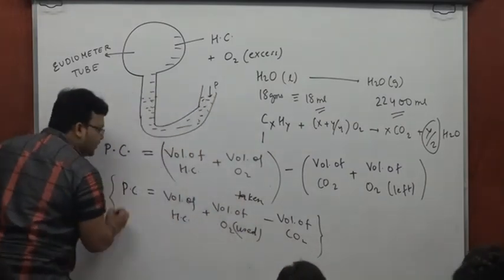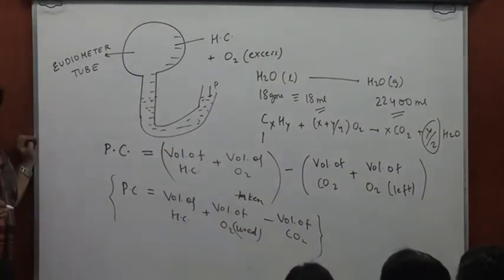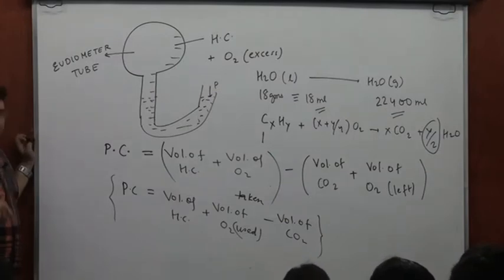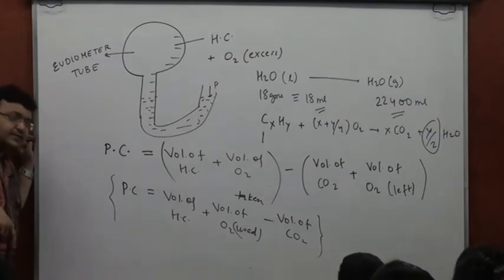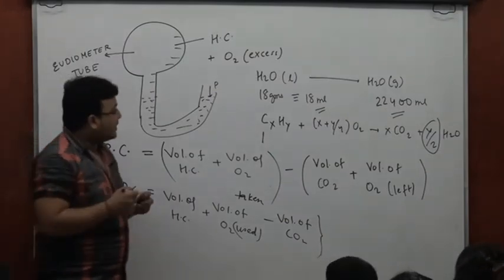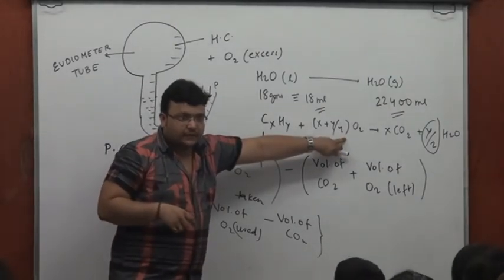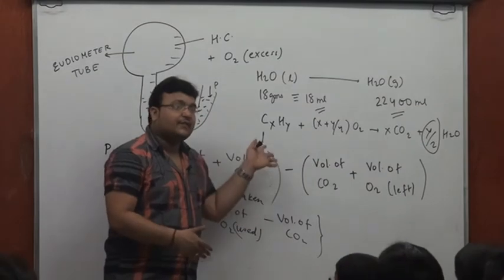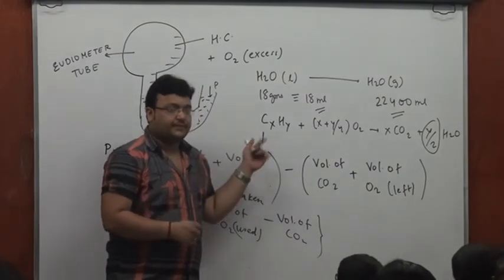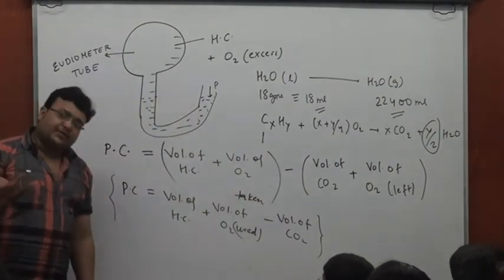So you want to know this result for the time being, that in eudiometry the primary contraction is the volume of hydrocarbon plus volume of oxygen used. Now when I write volume of oxygen used, I mean x plus y by 4 only. Fair enough? When I write oxygen used, I can relate it with the balanced equation. Minus volume of carbon dioxide formed.